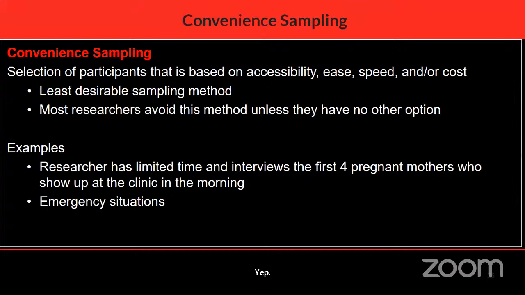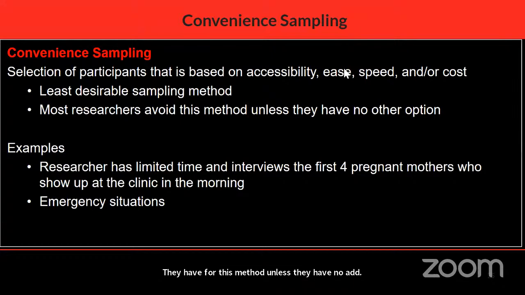These are techniques under what? Quantitative sampling techniques. We have convenience sampling, the selection of participants that is based on accessibility, ease, speed, or cost. It's the least desirable sampling method. Most researchers avoid this method unless they have no other option.